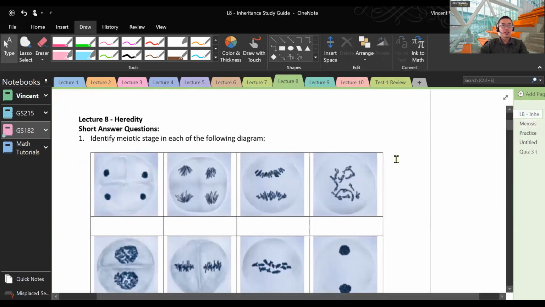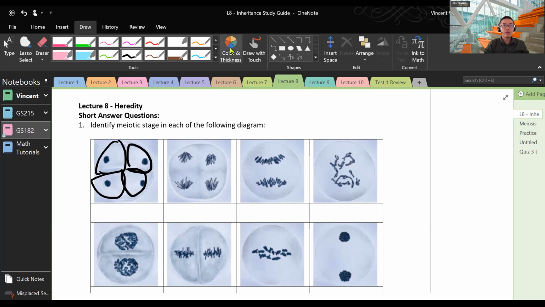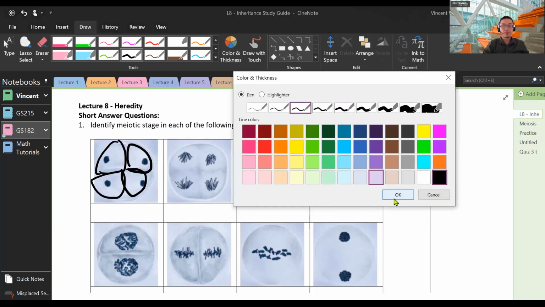Okay, let's take a look at this then. We have to identify the meiotic stage. First one here. You can see there are actually 4 cells now, right? 1, 2, 3, and 4 cells. So that means we have gone through the entire process already. This is going to be telophase number 2.